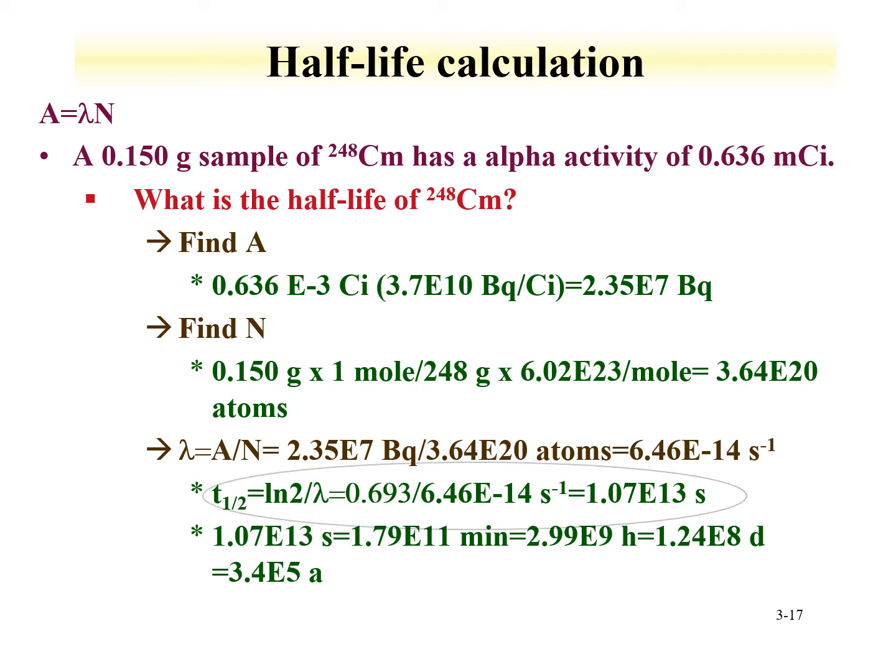And now I set up my equation. And I use the activity equals lambda N, solve for lambda, put this in, I get lambda is equal to 6.46 times 10 to the minus 14th inverse seconds. Solve for the half-life, where lambda is equal to log 2 divided by the half-life. I get this equation, and I get my time unit in seconds because it's inverse seconds. So that is the one thing you need to be aware of, is that you got to keep your time units consistent whenever you do these calculations.